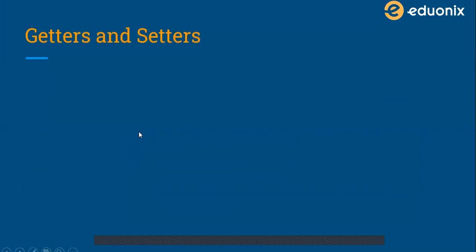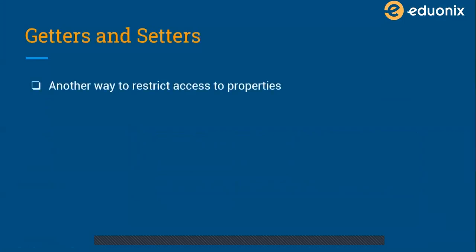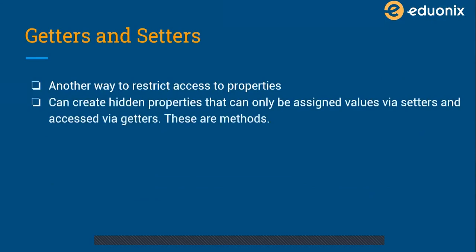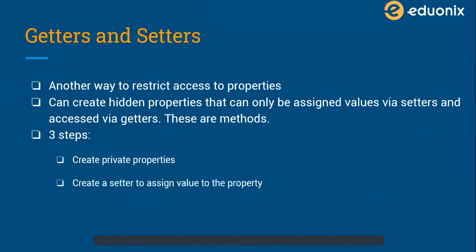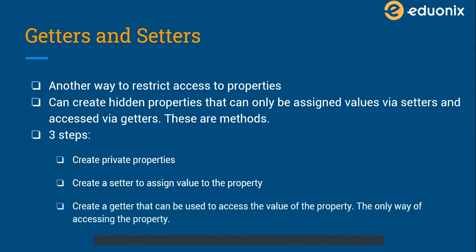Getters and setters are just another way to restrict access to your properties. You can create hidden properties that can only be assigned values via setters and accessed via getters. I'll show you an example of how this works. There are 3 steps. First, you create the property that you want hidden as a private property. Then while you're instantiating, you wouldn't send it over in your constructor, because you're going to create a setter to assign a value to the property later on. And you can create a getter that can be used to access the value of the property later on. This would be the only way of accessing the property.